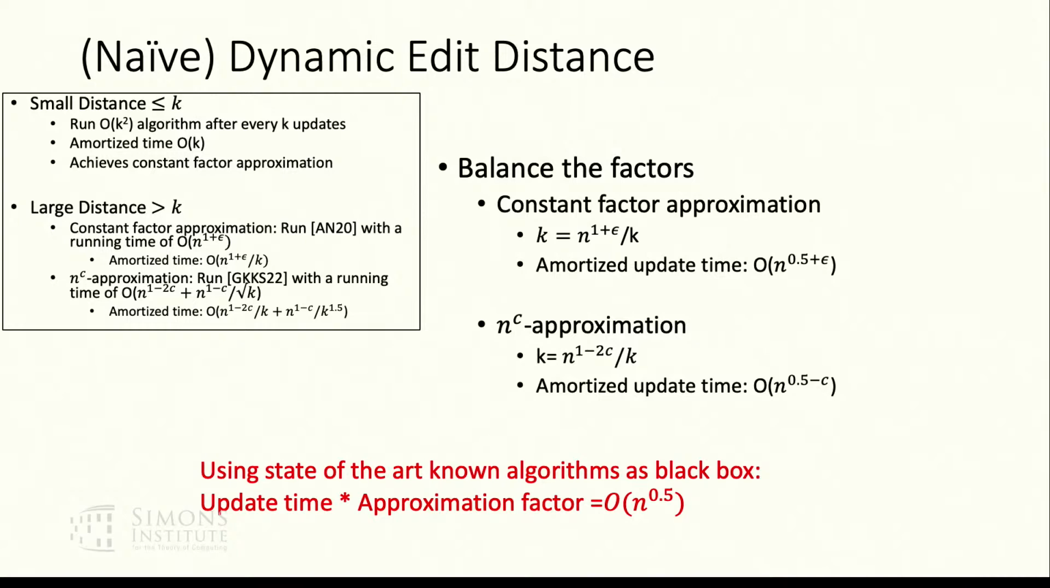So what you see here is that, using the state-of-the-art known algorithms as a black box, the update time times the approximation factor is n to the 0.5. So now the question that we are asking is, can we do better than this?